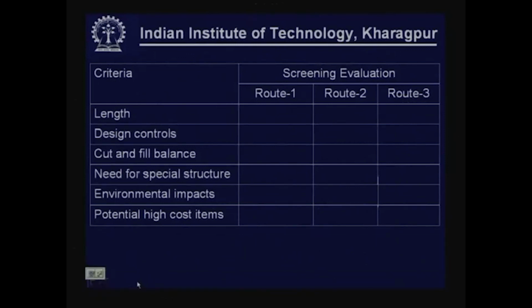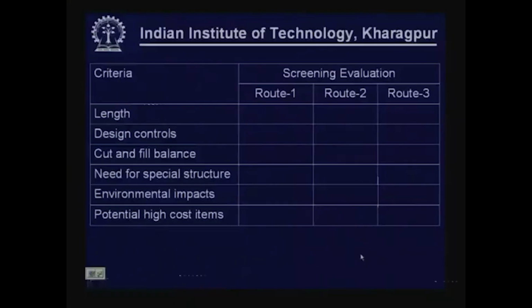In this case, as I have already told, we have rejected route 1 for certain reasons, and route 2 and route 3 both are technically feasible alternatives. So, we carry them forward for further investigation, for carrying out a preliminary economic analysis and also an environmental impact analysis.